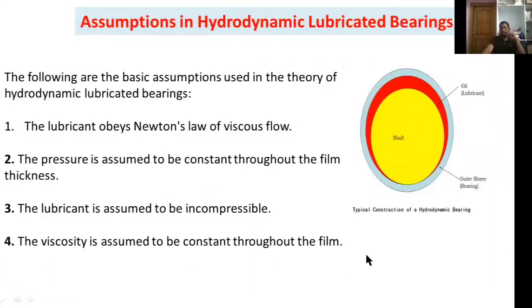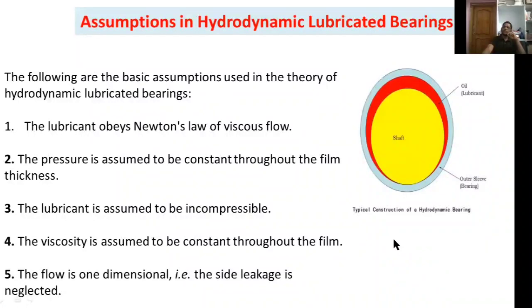And fourth one is the viscosity is assumed to be constant throughout the film. The flow is one dimensional. The flow of lubricant is one dimensional, that is, the side leakage is neglected.